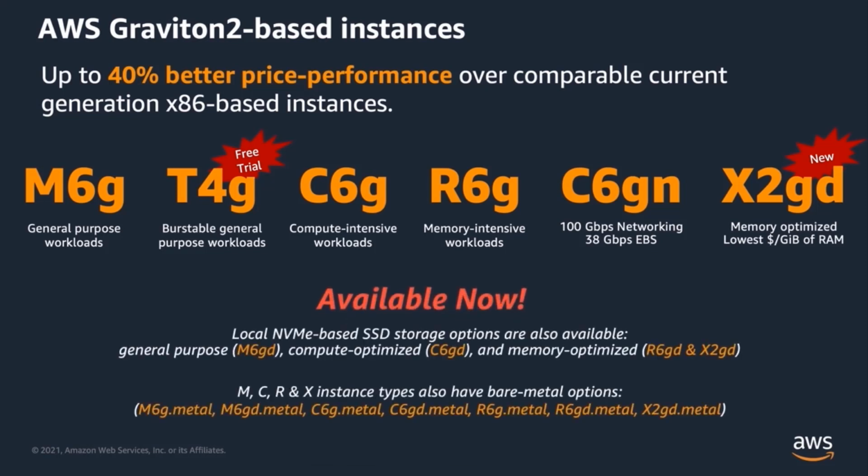And then across these instance types, except for the T family, you can also get an NVMe-based storage option. So that would be the M6gd, the C6gd, and then the R6gd. And of course, as mentioned, the X2 comes with NVMe-based SSD storage by default. And then again, for all of these instance types, except for the T, you can also get a bare metal option. So the M6g.metal, M6gd.metal, and so on. The metal suffix makes it pretty straightforward what you're getting there.